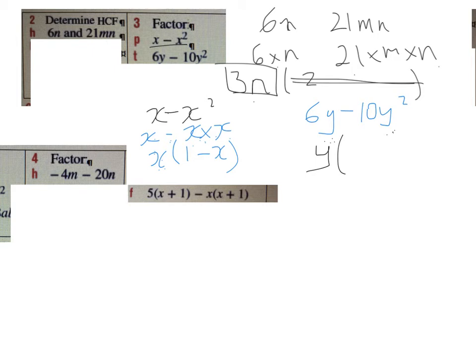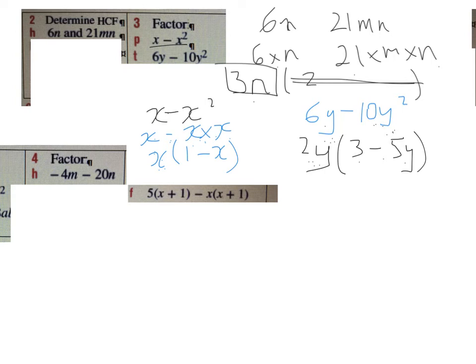Now we're going to look for factors of the numbers. Does 6 go into 10? No. So we look for factors of 6. Does 3 go into 10? No. Does 2 go into 10? Yes. So then we take out 2 as a common factor. 6y divided by 2y gives us 3. Negative 10y divided by 2y gives us negative 5y. And we can expand to check. 2y times 3 equals 6y. 2y times negative 5y gives us negative 10y squared.